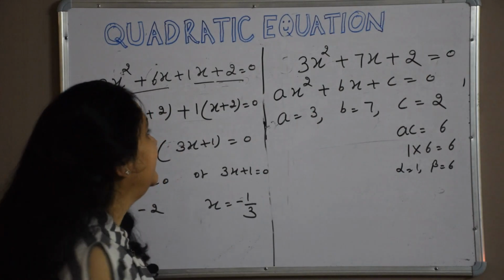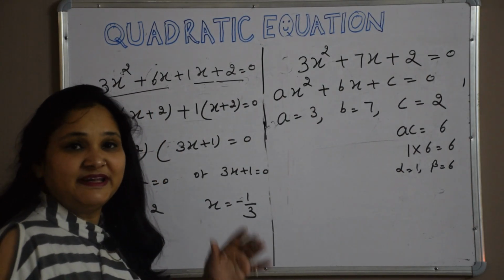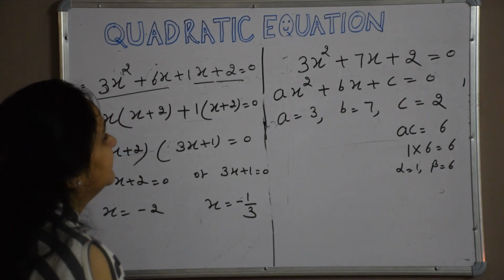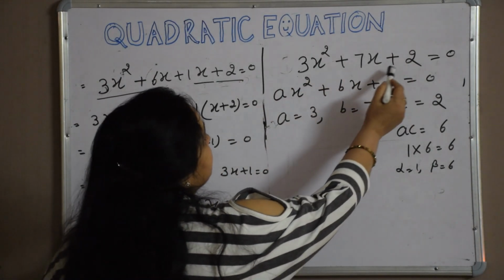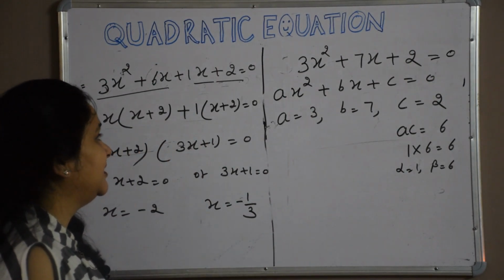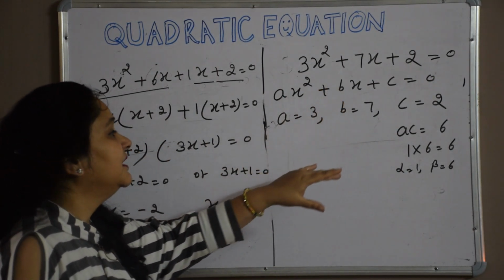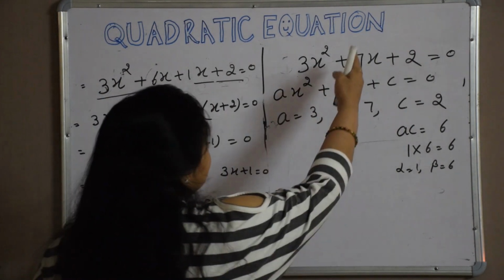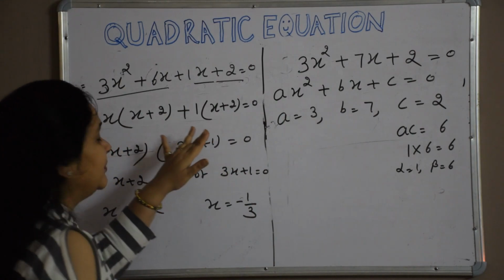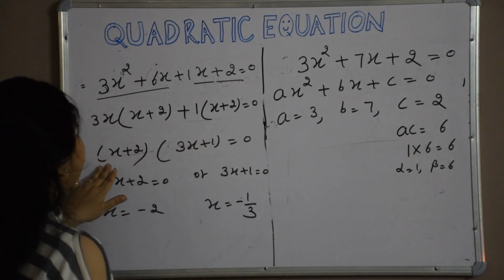In the previous video, we learnt about a quadratic equation and the roots of the quadratic equation. The example was 3x square plus 7x plus 2 and we learned how we can find the roots of the quadratic equation by splitting the middle term. In the middle term splitting, we used this method and in the end you can see we got two factors.